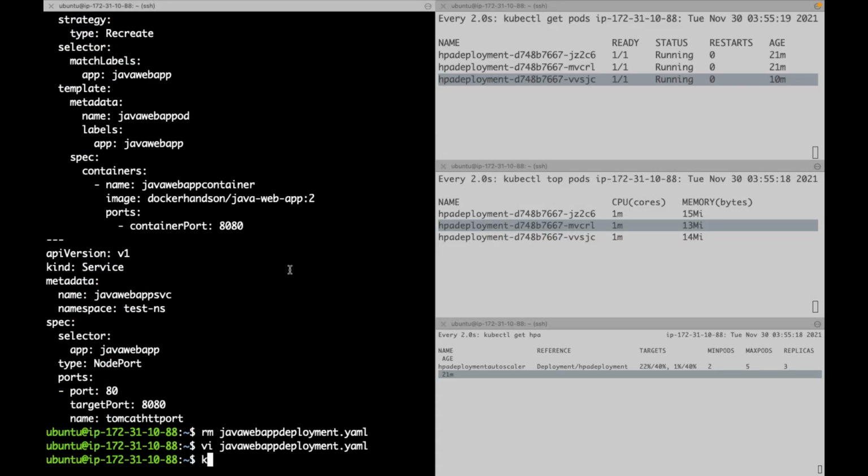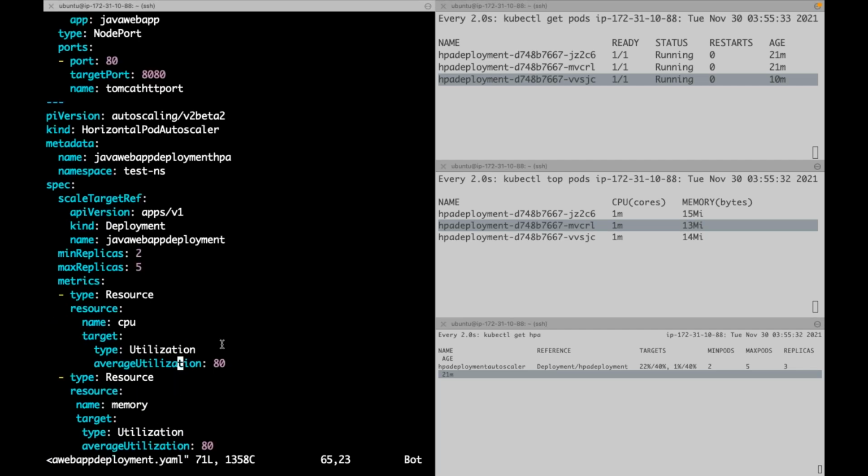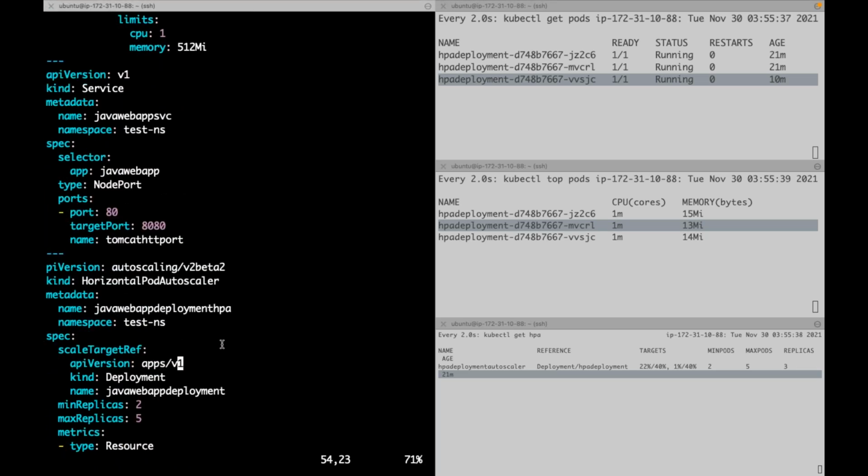Now let's say I'm trying to apply this. So there is some error. API version has not been set. For which one? Okay, here the A is missing.